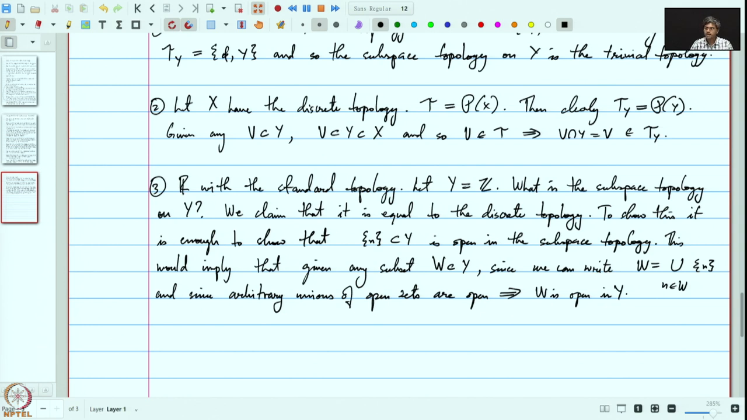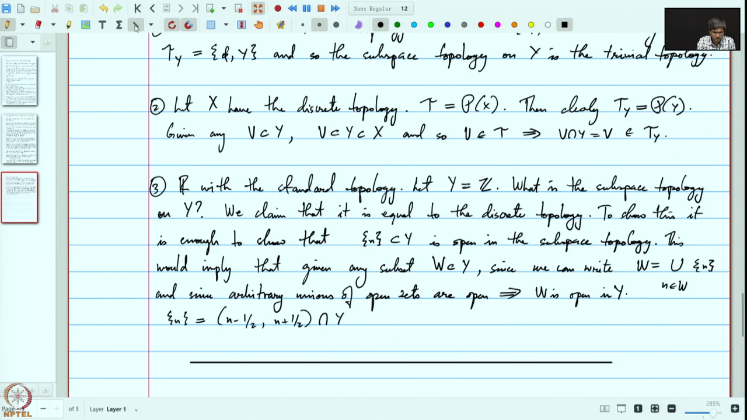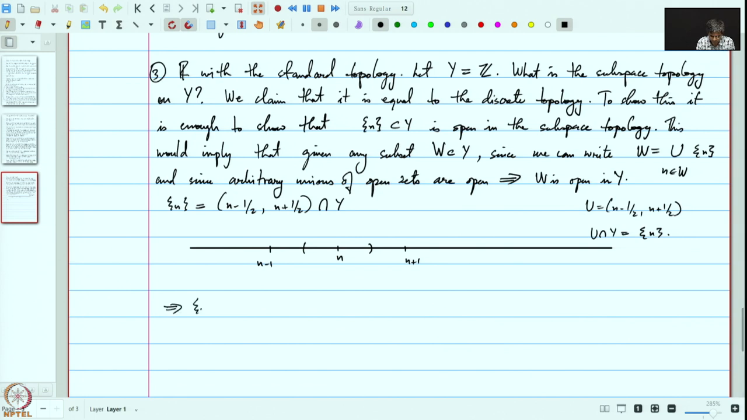So it's enough to show that these singletons {n} are open. Each {n} we can write as the open interval (n minus half, n plus half) intersected with Y, right? Because here we have the real line and here is the point n. Let's say this is n minus 1, this is n plus 1. This interval U is open in the standard topology in R, and U intersection Y is exactly {n}. So the singleton {n} is in tau sub Y, or equivalently it's open in the subspace topology, and therefore, from what we have seen above, all subsets of Y are open.